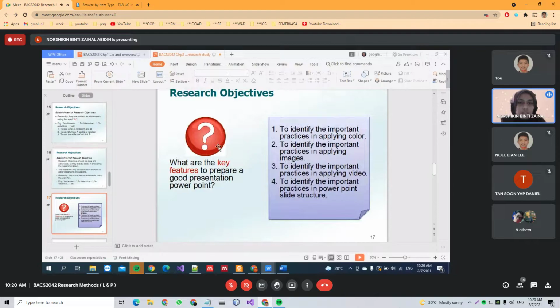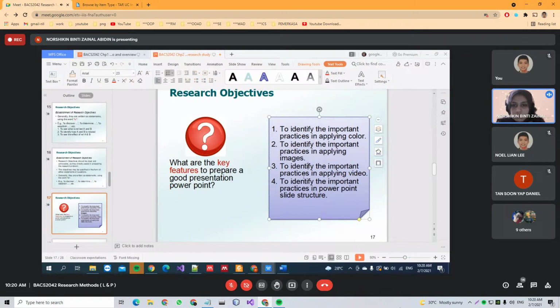So what are the key features to prepare a good presentation PowerPoint? Okay, this is another example of RO. So the objective here is to identify. They all used to identify as the key to this research objective. Objective, like I said, it's a goal. So what is the goal of their research? So they want to identify. This is the example of RO.